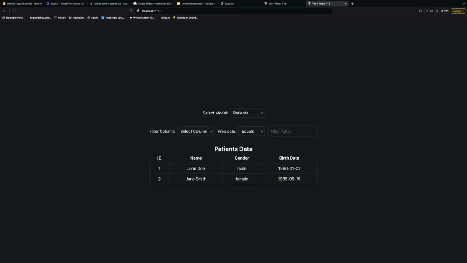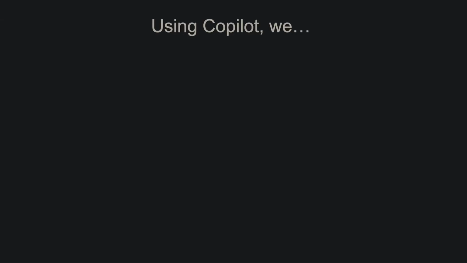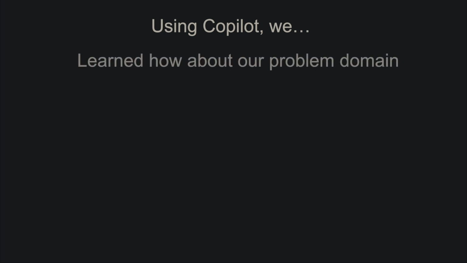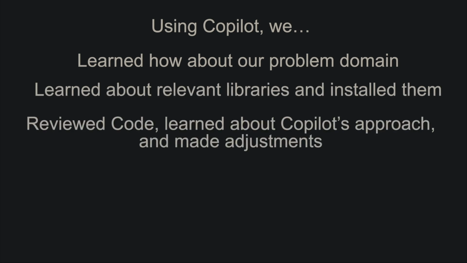We'll select the column ID, predicate equals, filter value 1. And we can see it's updating the query string in the URL. That ends part 1. Let's review. Using Copilot, we learned about our problem domain, learned about relevant libraries and installed them, reviewed code, learned about Copilot's approach, and made adjustments. There's one word that keeps on showing up. Can you figure out which one it is and why it's important? Copilot is about learning.